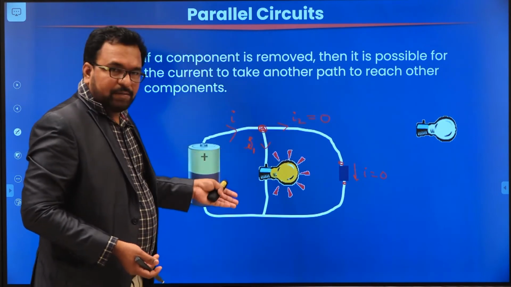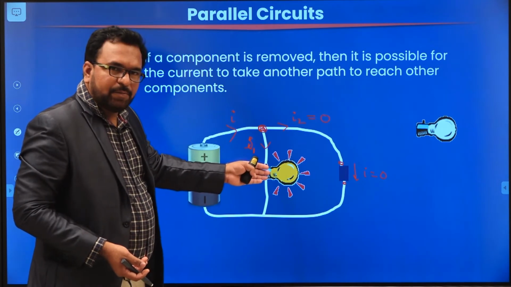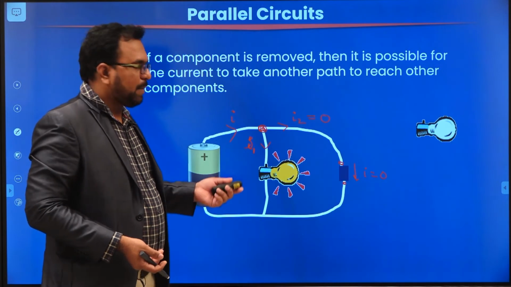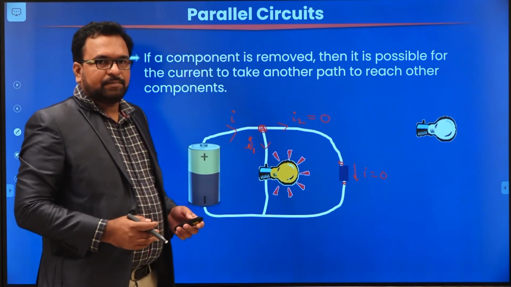But what about I1? There is a path to flow because the bulb is not removed here. That means since there is I1, the bulb will glow. In a parallel circuit, even if one component is removed, the second component will function.